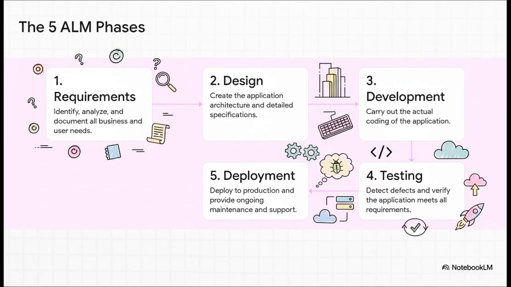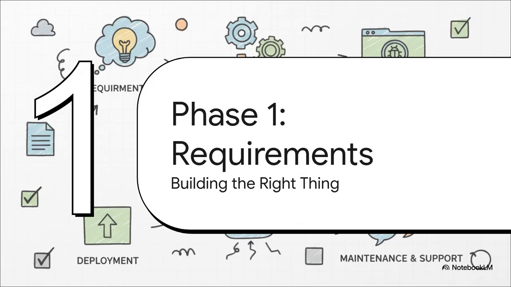You can pretty much break this whole process down into these 5 core phases. Each one builds directly on the one before it, which creates this really logical flow from idea to finished product. So let's jump into that first one. Our journey starts right here, with what is arguably the most critical phase of all, requirements. This is the bedrock of the entire project. It's where you lay all the groundwork for success before anyone writes a single line of code.